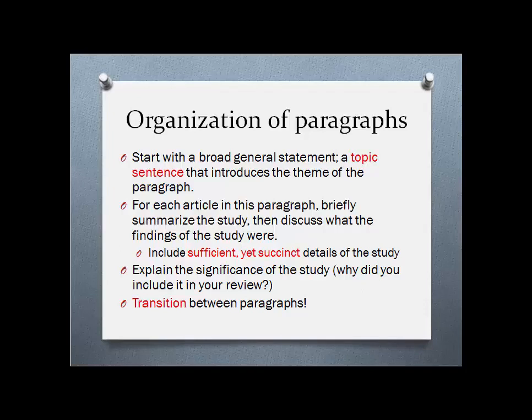And then for each paper that fits into this paragraph, you want to briefly summarize the study, very briefly, and then discuss what the findings of the study were. So you want to be sufficient yet succinct in what you're including about the details of the study. Explain the significance of the study and why you included it in your review at the end of the paragraph. And make sure you transition between the paragraphs to help the reader see where you're going.